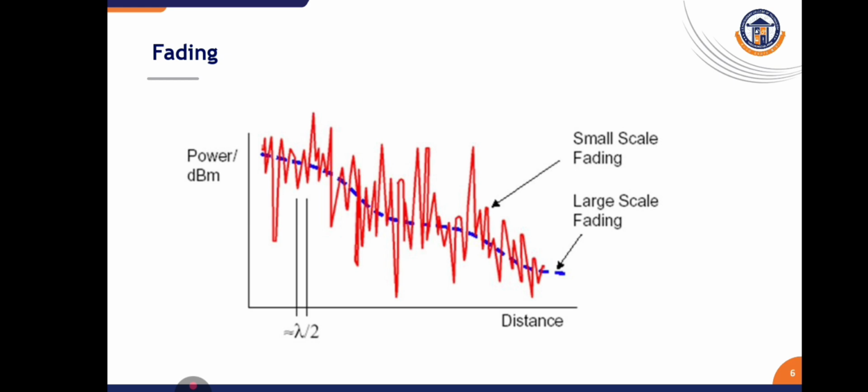Small scale fading is represented by the rapid fluctuation, that is the red curve. You can see in the graph around the average power. The power changes over a very short distance, on the order of lambda by 2, as shown in the figure. So small scale fading is caused by multipath propagation, and can cause deep fades and rapid signal strength variation.